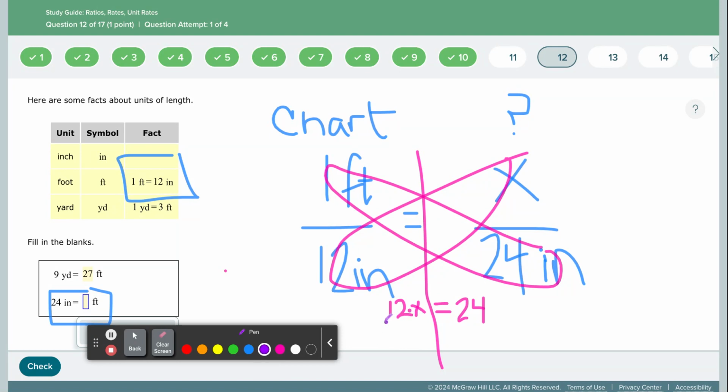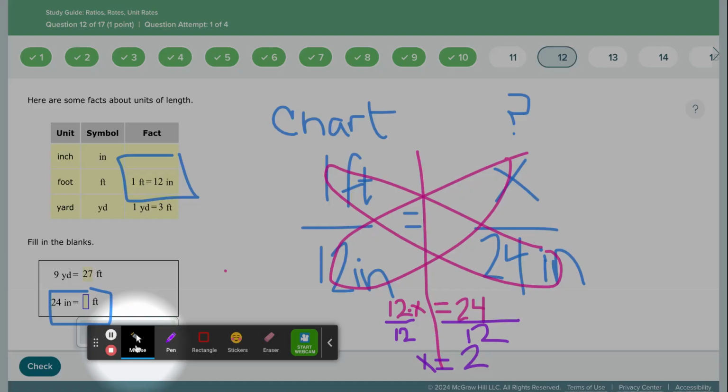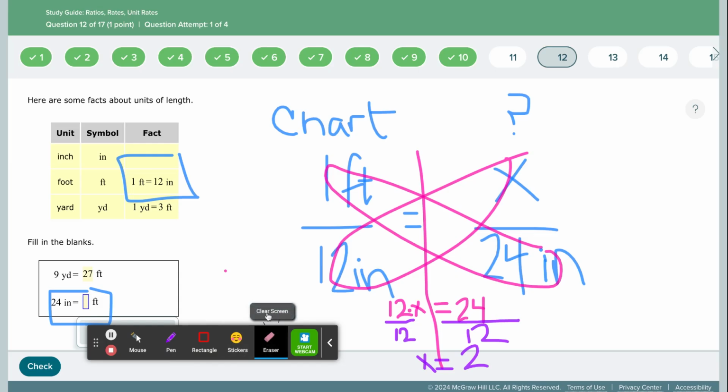Okay, get rid of what's attached to your variable by doing the opposite operation. So if I'm multiplying by 12, I need to divide by 12. So that leaves me with 1x. Whatever you do to one side, you have to do to the other. 24 divided by 12 equals 2. Cool. So here we go.